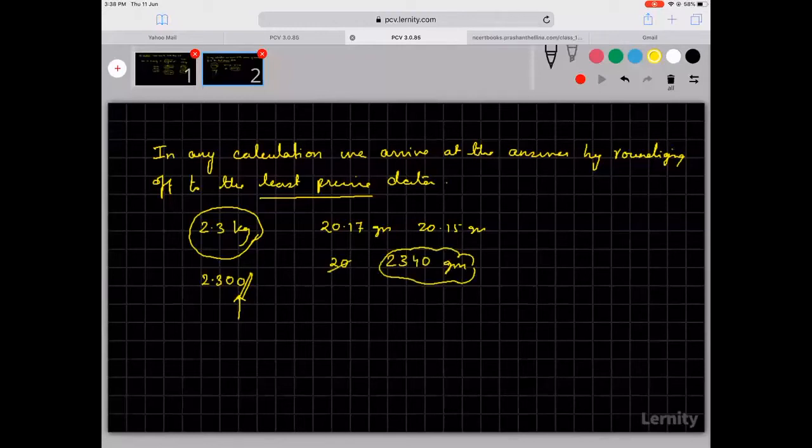Okay, so the answer was 2340 grams. So this is how you basically work with it. Now let me just see if there are any other messages.